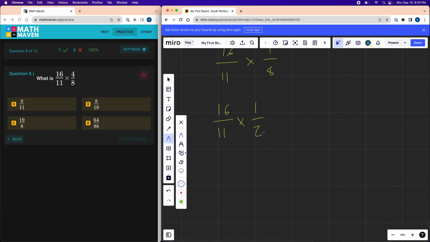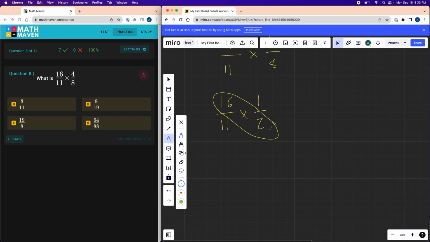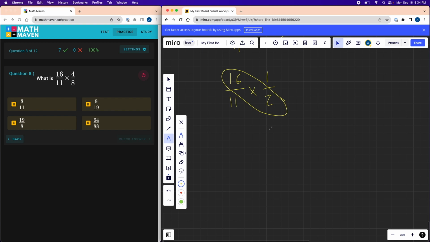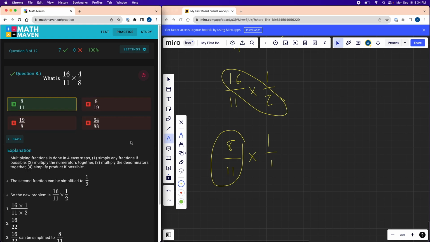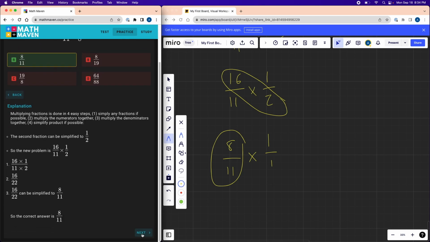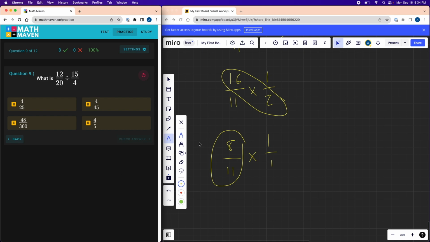And now let's see if we can use our cross simplifying, which we can see we can take a 2 out of both of those here. So we can rewrite this as 8 over 11 times 1 over 1, or just 1. So our final answer is really just going to be 8 over 11 here. Pretty simple. And we have option A there, and we will select it, and that turns out to be the correct answer there. All right, so let's move on to the next one here.